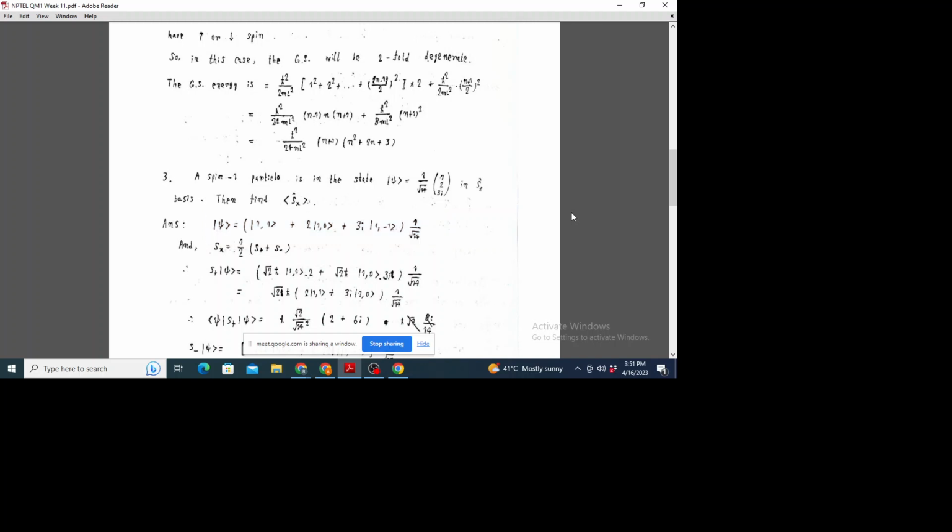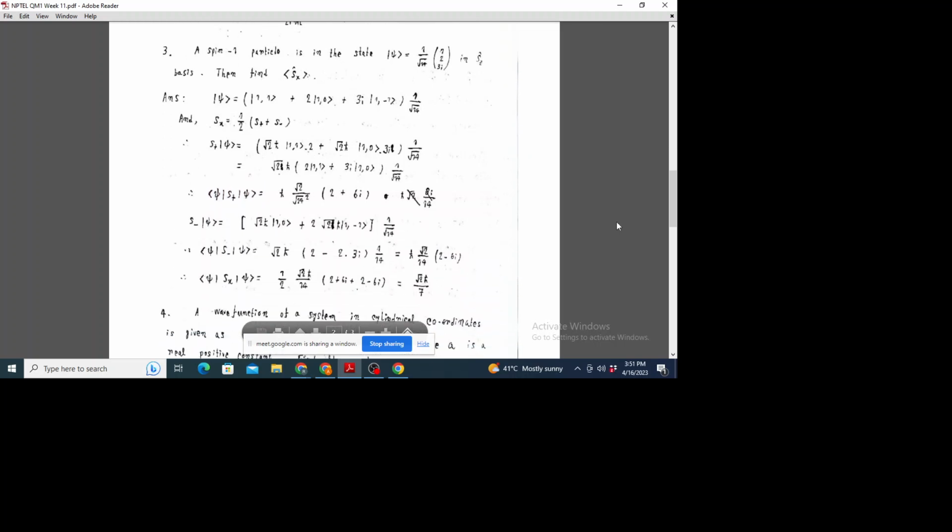Fine. So given this psi, how can we find the expectation value of Sx in this state? Clearly the numerator should be this one, and we do not bother about the denominator because that is 1, since psi is normalized already. So we have to actually find this matrix element.